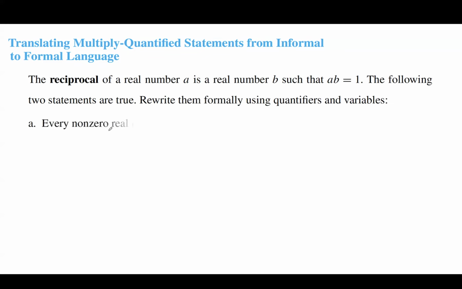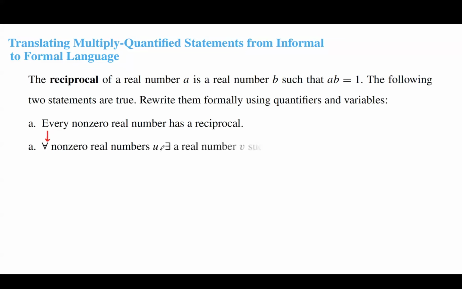Every non-zero real number has a reciprocal. This is true all the time. We learned it in algebra. So we can write it: for any non-zero real number, there exists a real number like B such that it satisfies the reciprocal relation.